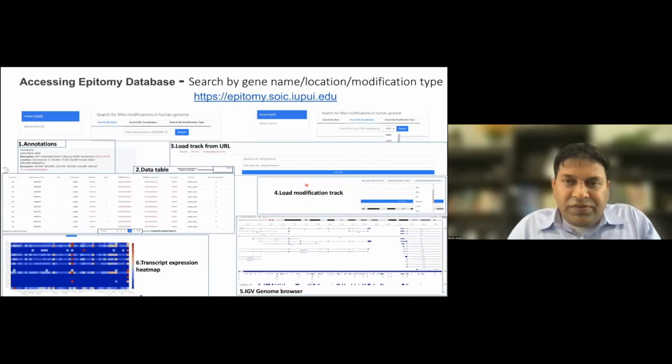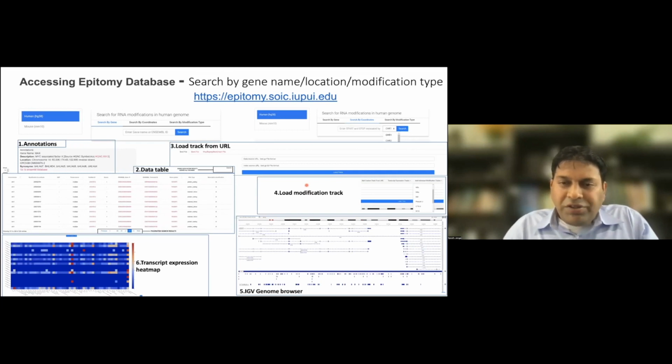So seeing this, years ago, we developed an in-house database called Epitome, which currently houses about 3 million sites for about a dozen modifications in human and mouse. You would be able to look at a particular gene or a modification type or based on coordinates, and it would show the series of locations where the modification happens along with the study and, where possible, the tissue-specific expression for this particular gene of interest.